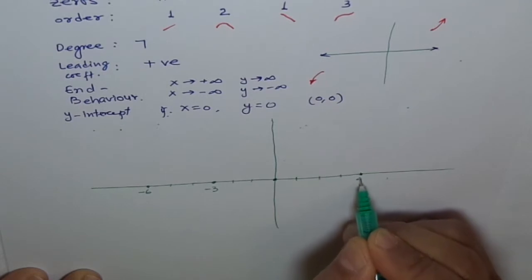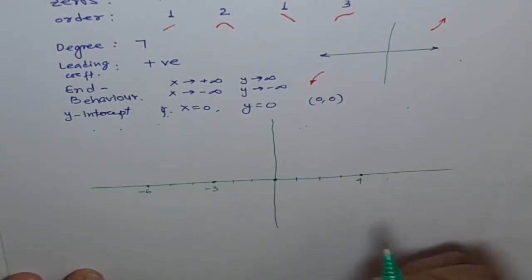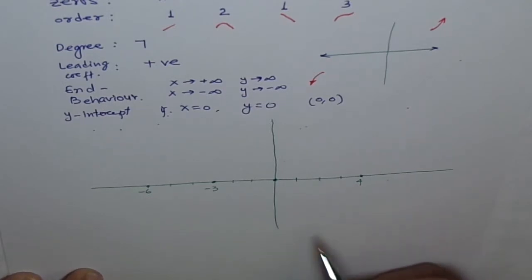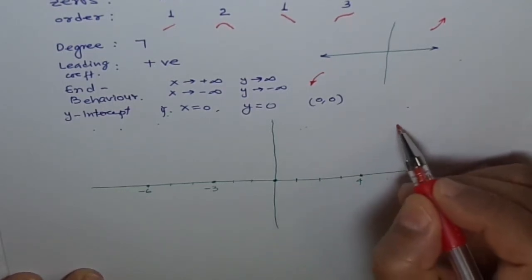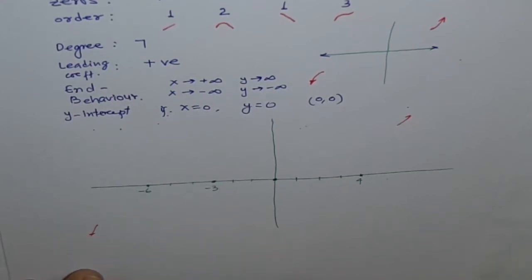This is at plus 4, right? So these are all our zeros, correct? This is at origin. Now, I'll see, just to remember how the graph will be. End behavior, we know. End behavior is this. That's our end behavior, correct?